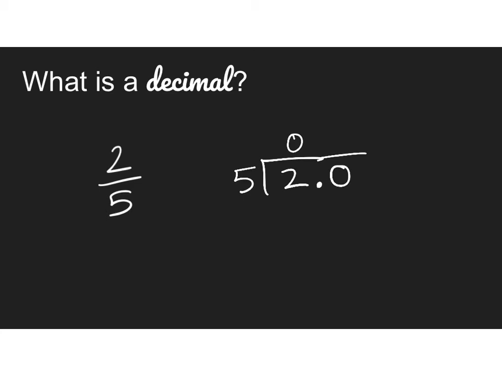2.0 has the same value as 2, so I'm not changing anything. 5 goes into 20. Now I'm looking at this whole number 4 times. 4 times 5 is 20, and I've got no remainder. So 4/10 is the same as 2/5.